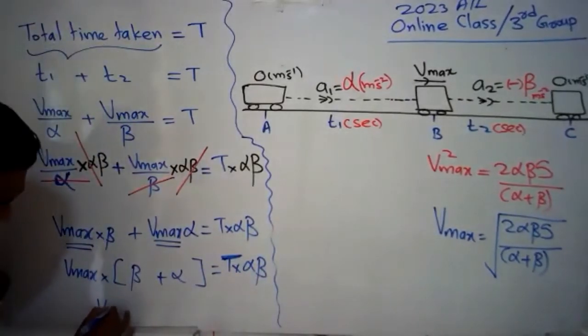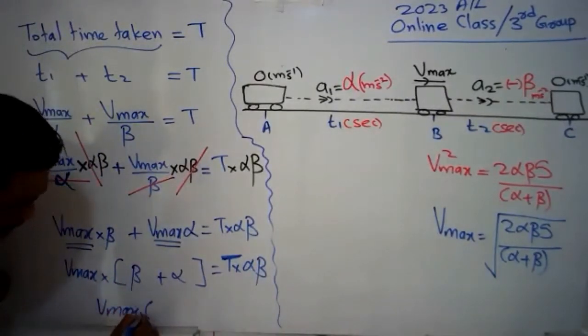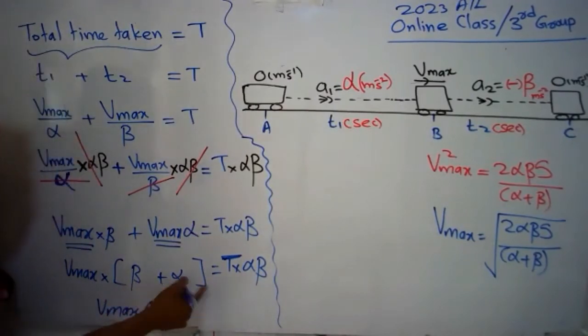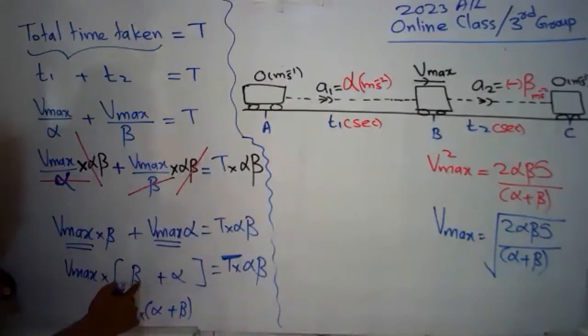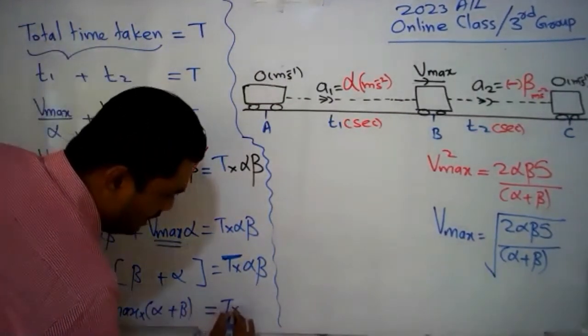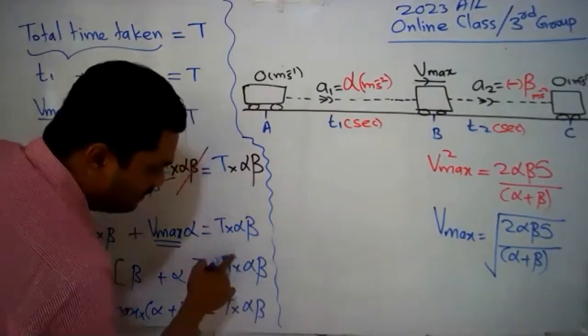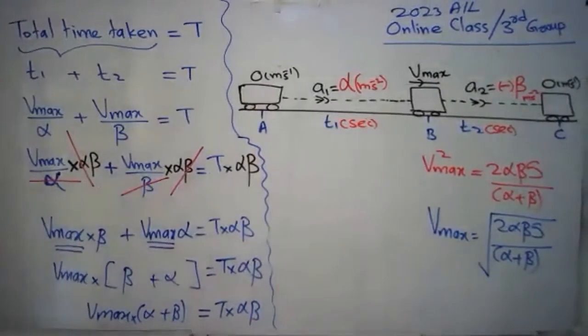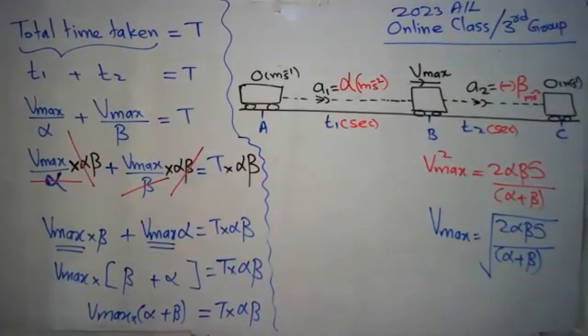Now, V max into beta plus alpha can be written as alpha plus beta, no difference. 1 plus 3 equals 4, 3 plus 1 equals 4. Whether it is beta plus alpha or alpha plus beta, no difference. So that is equal to T into alpha beta. Please write the things up to here quick.